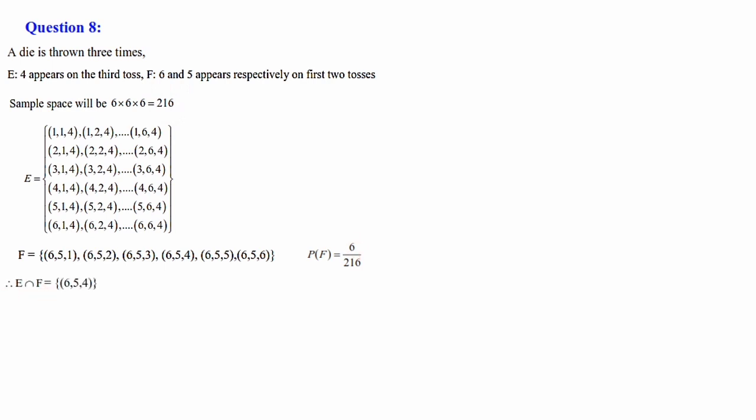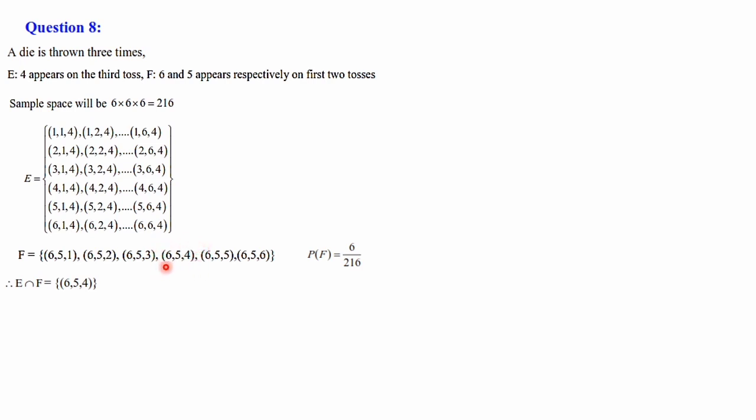E intersection F is, when you compare this one, 4 appears on the third toss. That is what this E is. So 4 appears on the third toss means if you take E intersection F, that also will have 4 on the third toss. Means here when you check, there is only one element having 4 on the third toss. That is 6 5 4. So this must be the common element.